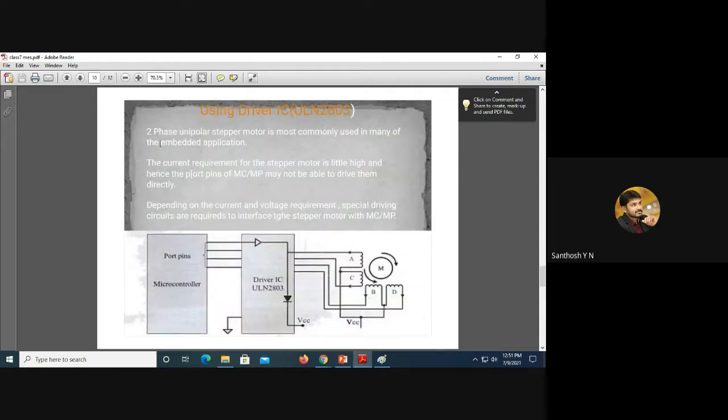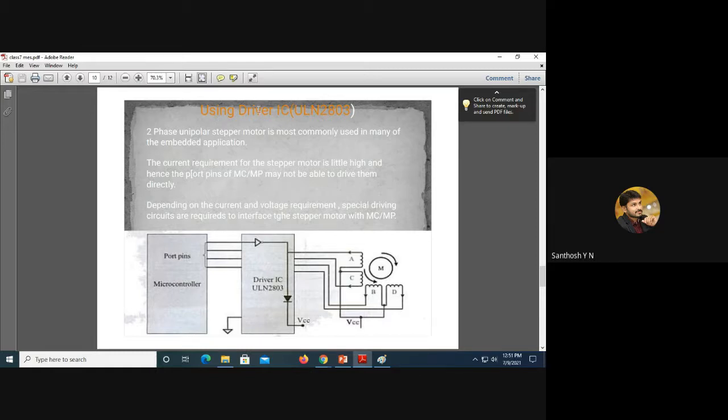And again, the two-phase unipolar stepper motor is most commonly used in many embedded systems. The current requirement for the stepper motor is a little high, and hence the port pins of a microcontroller or microprocessor may not be able to drive them directly. So depending upon the current and voltage requirement, special driving circuits are required to interface the stepper motor with the microcontroller or microprocessor. What they're explaining in this particular slide is the driver IC.